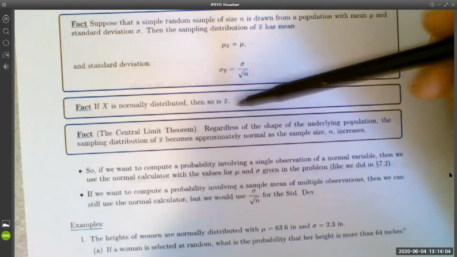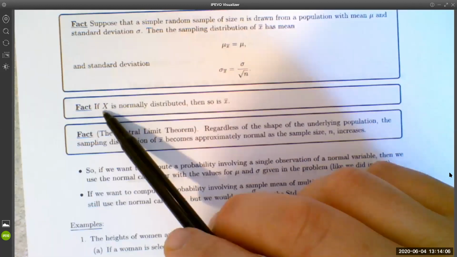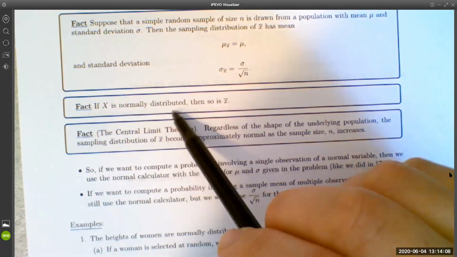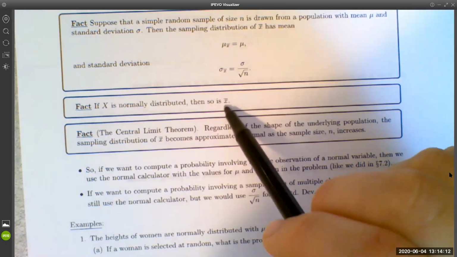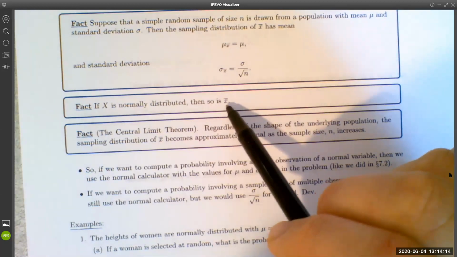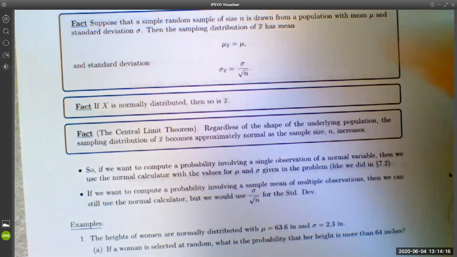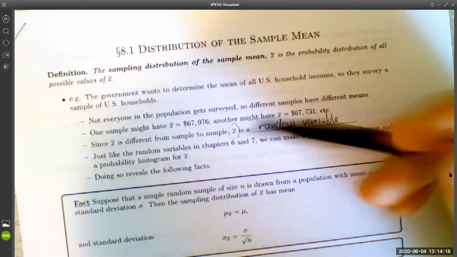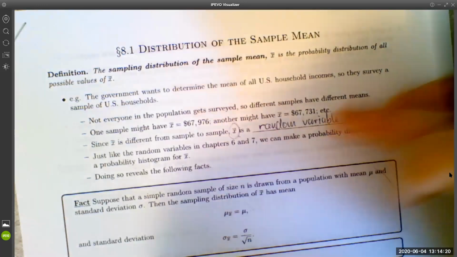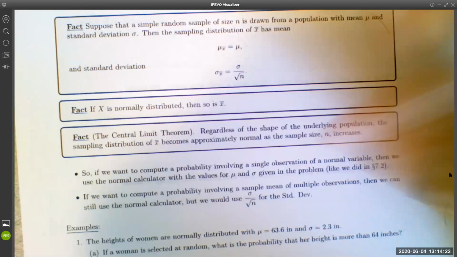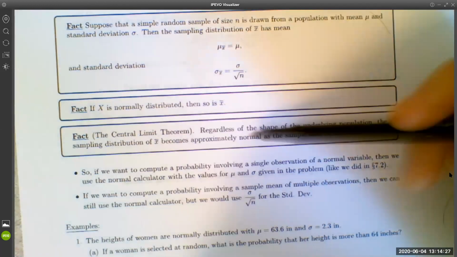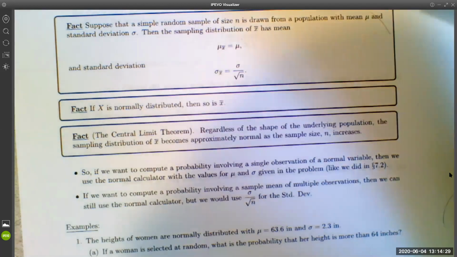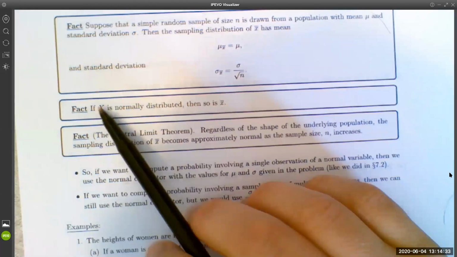If the underlying distribution is normally distributed, then the distribution of the sample means is also going to be normally distributed. So if you were to collect all of the possible different sample means and then make a histogram out of those sample means, it would have a bell shape. All of the different sample means would form a bell-shaped distribution. They're normally distributed. So that's if the underlying population is normally distributed.